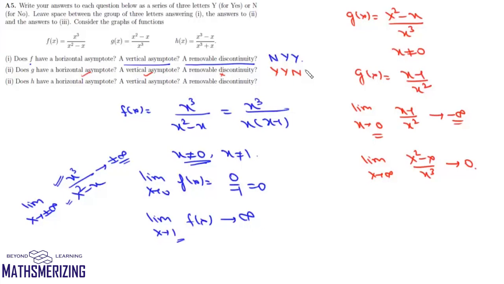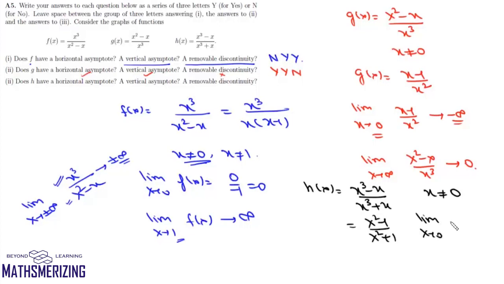Now we'll come to this third function, which is h(x). Now h(x) is defined as (x cube minus x) upon (x cube plus x). So again, x here is unequal to 0. Now if we cancel x, we'll get (x square minus 1) upon (x square plus 1). Now we'll take this limit, x tends to 0, h(x). This limiting value is equal to minus 1.